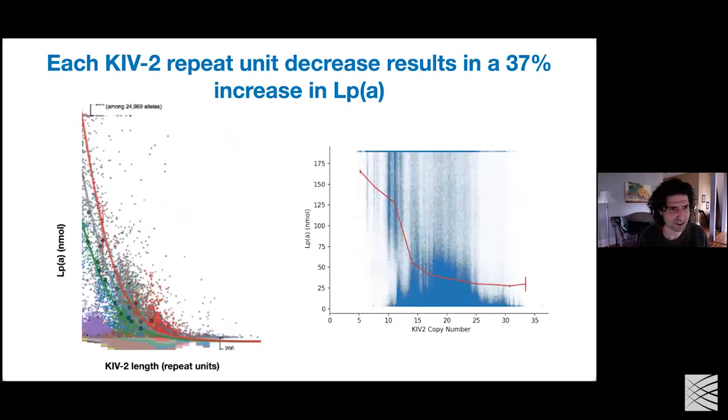Having identified all these other sequence variants affecting lipoprotein A concentration, we can revisit the KIV2 relationship with lipoprotein A concentration.